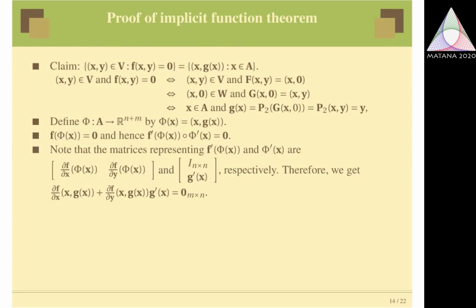Now, applying the chain rule for vector valued functions, we get f dash of phi of x composed with phi dash of x is equal to 0. If we write this equation in terms of the matrices representing the derivatives f dash of phi of x and phi dash of x, we get ∂f/∂x at (x, g of x) plus ∂f/∂y at (x, g of x) times g dash of x is equal to 0. From this equation, we can write g dash of x is equal to the required expression as stated in this theorem.